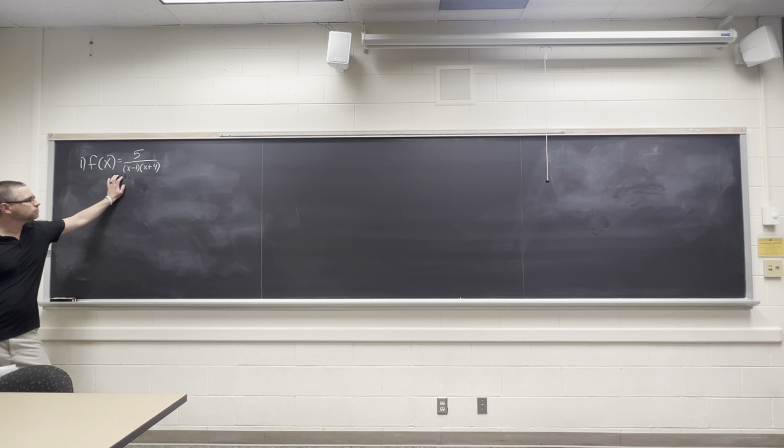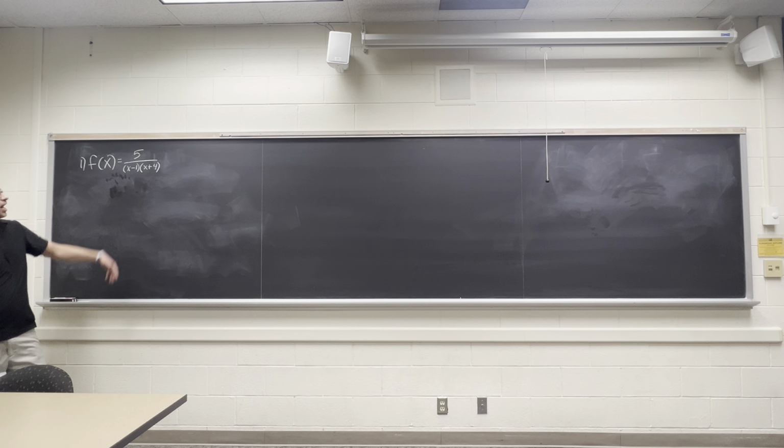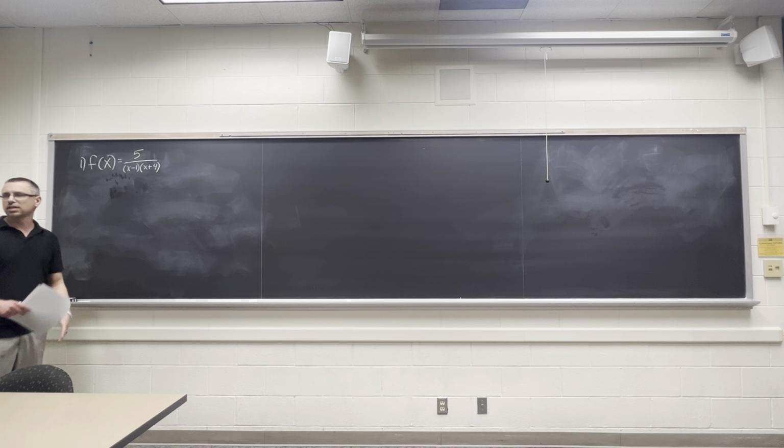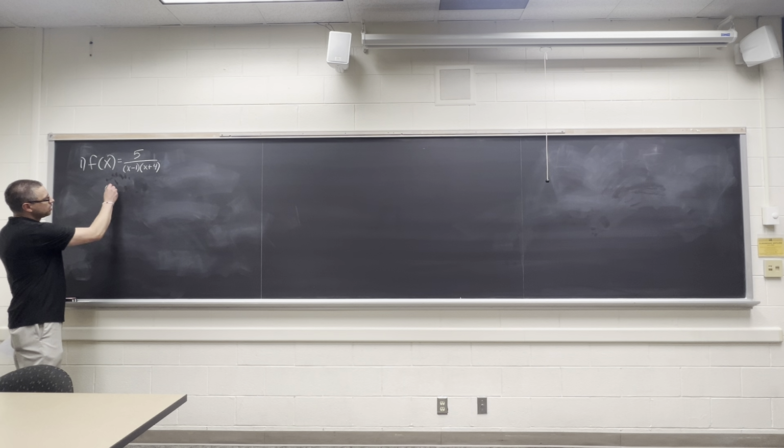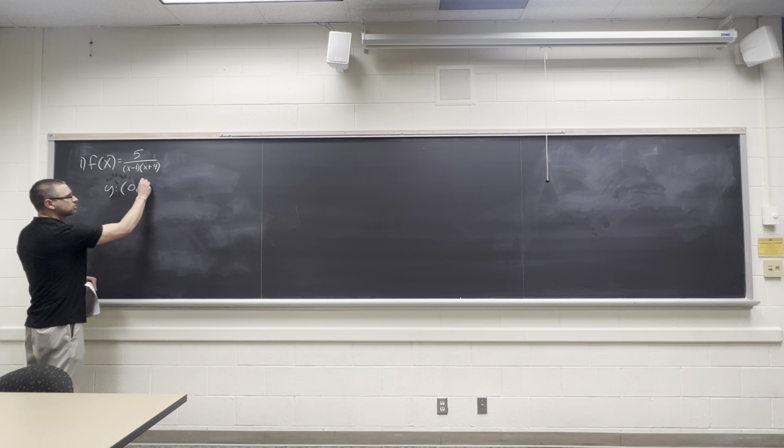Negative 1 and 4. If you multiply the bottom together, you have negative 5 over 4, or 5 over negative 4, which is obviously negative 5 over 4. So the y-intercept is going to be at the point when x is 0, so (0, negative 5 fourths).